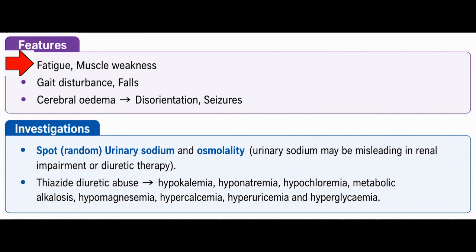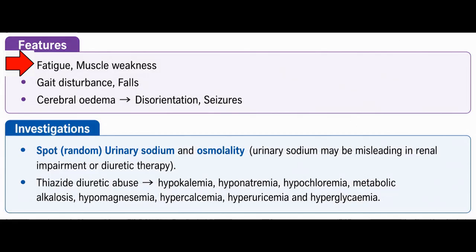1. Fatigue and muscle weakness. These are among the earliest and most common symptoms. Low sodium affects neuromuscular function, so patients often complain of generalized fatigue, low energy, muscle weakness, difficulty performing daily activities. These symptoms are usually seen in mild to moderate hyponatremia.